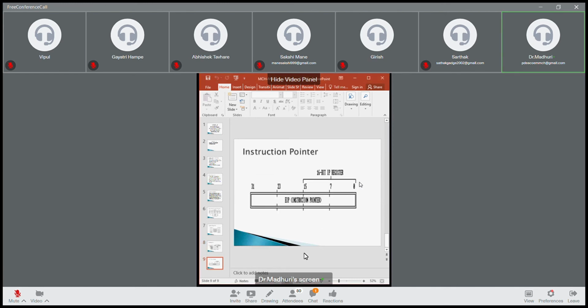Next, instruction pointer. Now instruction pointer means what? Instruction pointer gives the pointer to whatever instruction gets executed. Suppose it gives the current position, which is again 32 bit. For 8086 it is the 16 bit, that is the IP, and here you have the EIP.